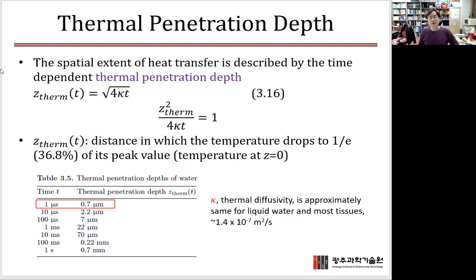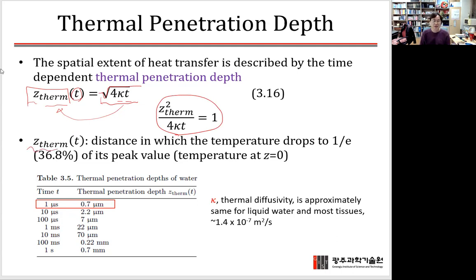So the spatial extent of the heat transfer is described by the time-dependent thermal penetration depth. So Z therm, the thermal penetration depth at the time T, can be shown as the square root of 4 times kappa and T. So if you square both of them and move this 4 kappa T over here, you will get this equation.